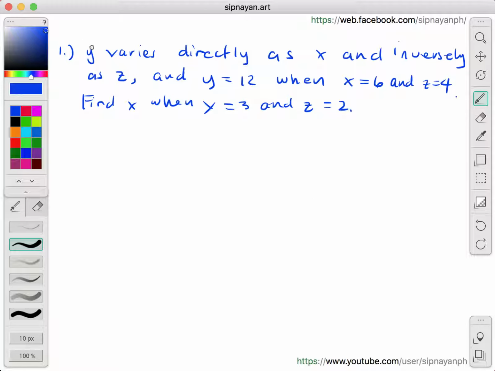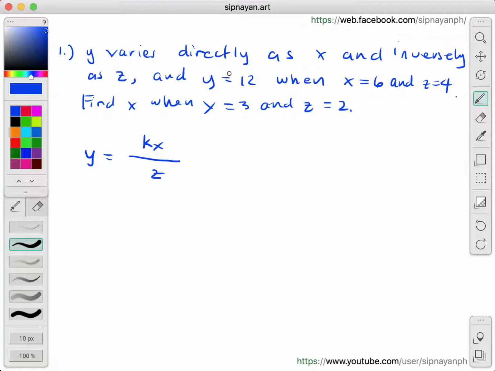So y varies directly as x, meaning y equals kx. Tapos inversely as z, yung z natin nasa baba. So kx over z. So pag varies directly, nasa same sila, and then pag inversely, nasa baba siya, nasa denominator siya ng fraction.